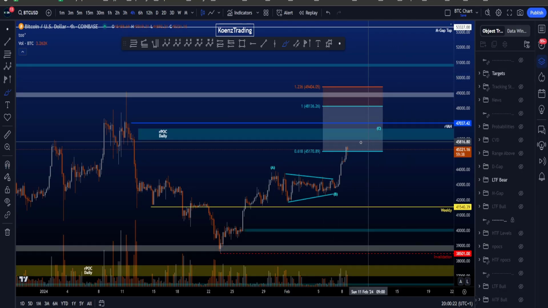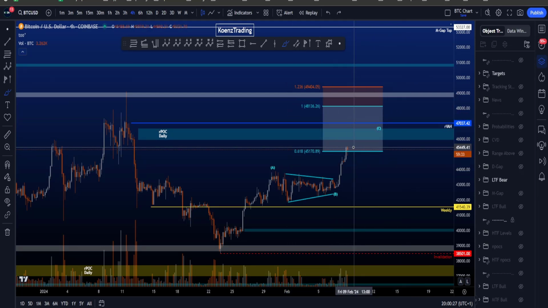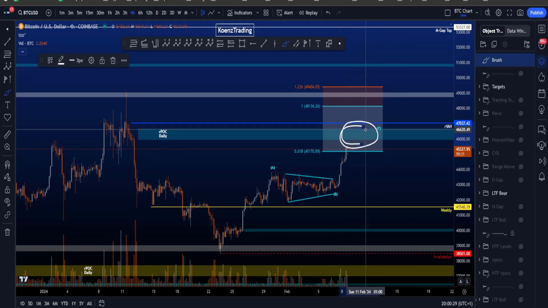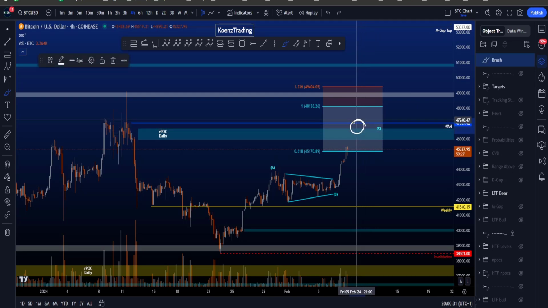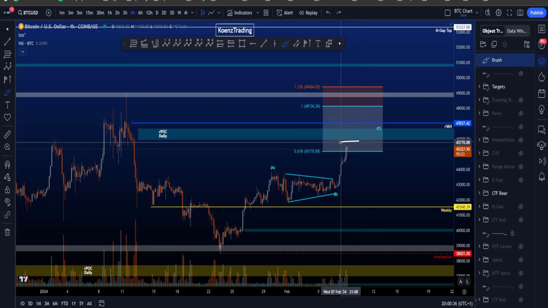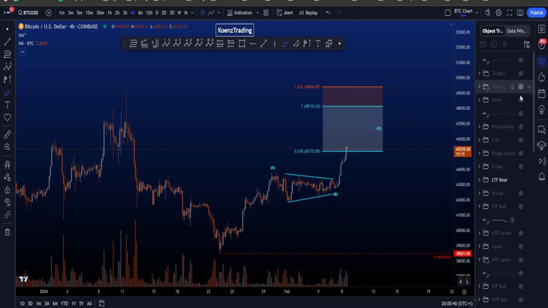Now this means that the resistance areas are part of the target area of a wave C, so we have to be very careful here, look for potential proof of resistance and weakness, and see if we can spot potentially the high of a wave C and continuation towards the downside. These are definitely my main areas of interest to observe what price does.